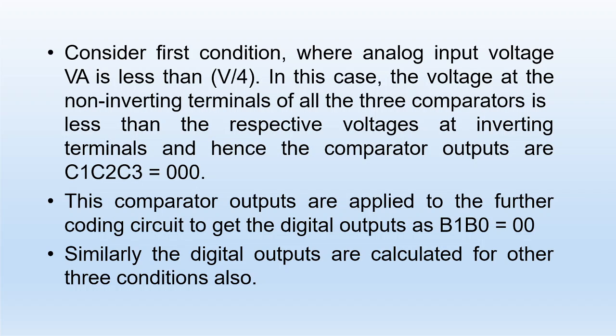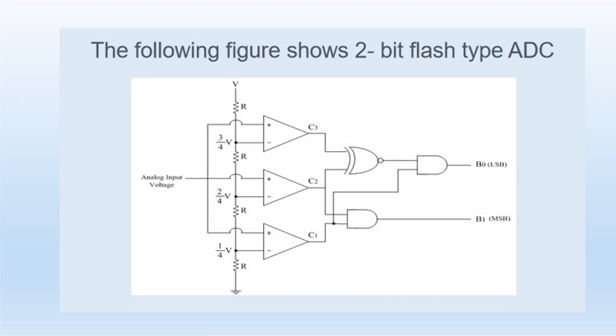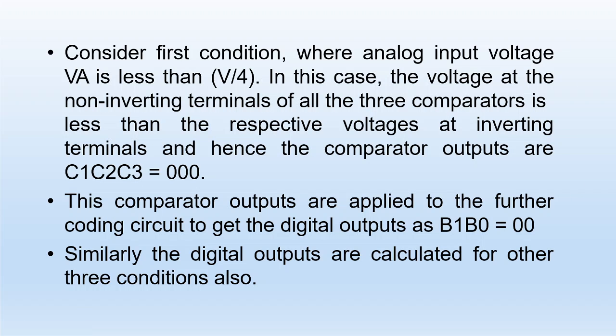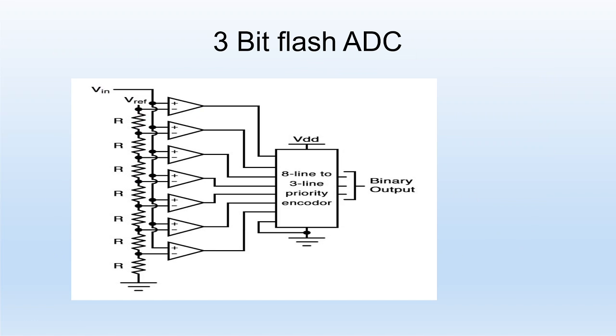This is the working explained, but we can also see the working of this logic circuit. I think we need not go through how B1 will be 0 and when B1 will be 1, when B0 will be 1 and when B0 will be 0. That we can understand very easily. Similarly, we can build a 3-bit flash ADC.